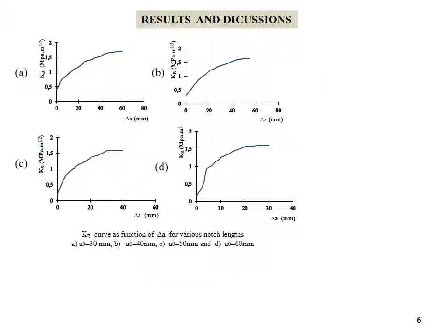Note well that the evolution of cracking always goes through 3 stages. If delta a equals 0, the crack propagation is stopped. If delta a ranges between 0 and critical delta a, we can say that the crack propagation is stable. If delta a is higher than critical delta a, the crack propagation is unstable.